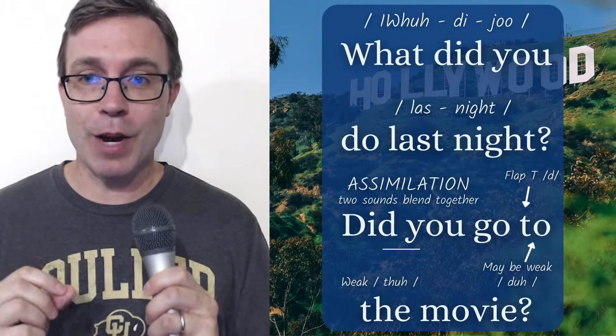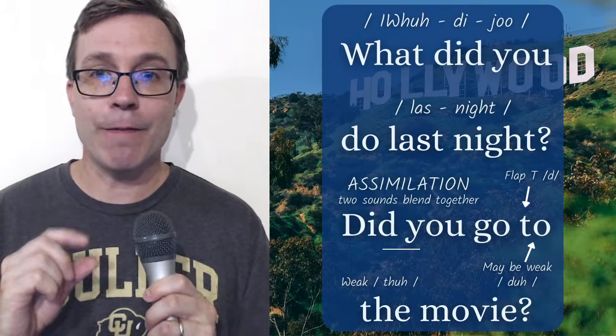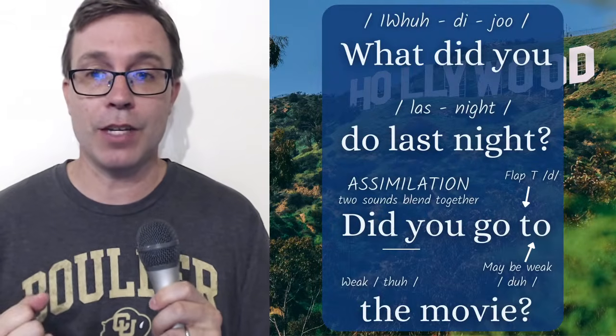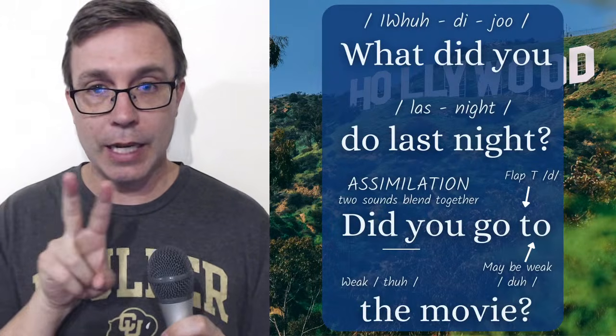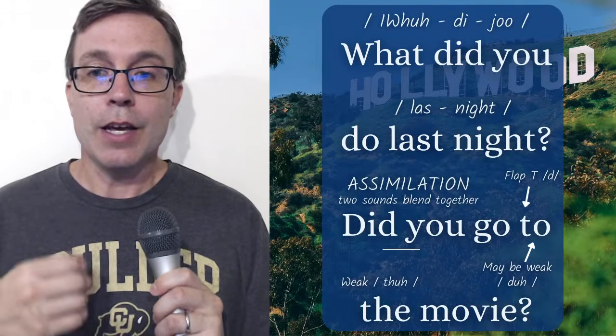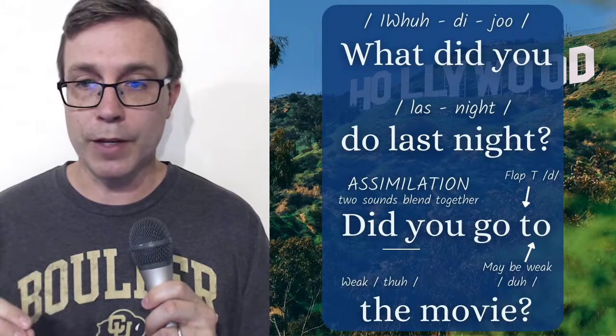The second part of the question: did you? Once again, we have that final D in "did" and the beginning Y sound in "you." They blend together and you get that j. Did you? Did you? Then the rest of that question: go to the movie.